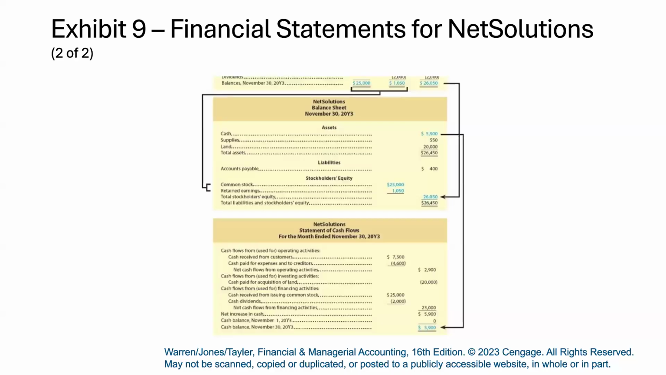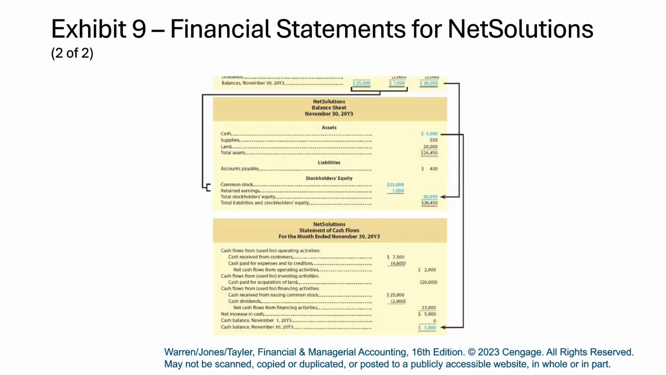I don't like that it's in blue. It's probably hard to see, but they have 5,900 in cash, 550 in supplies, and land of $20,000. So they have total assets of 26,450. They have debts: an account payable, or a liability, of 400, and then the total stockholders' equity we figured out on the previous statement, right?